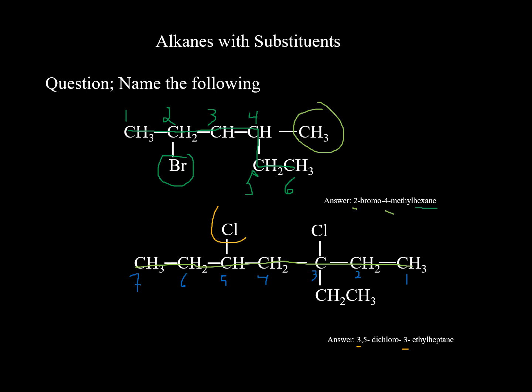There's a branch here, there's a branch here, and there's a branch here. So the branches will be 3, 3, and 5. There are 2 chlorines. So we say 3,5-dichloro. And on this branch, on the bottom, is made up of 2 carbons. So we say ethyl. So we say 3,5-dichloro-3-ethylheptane.